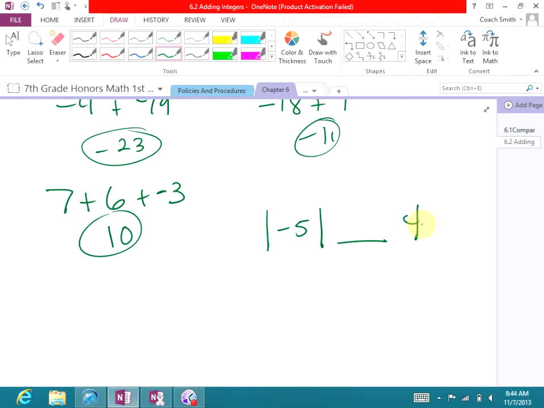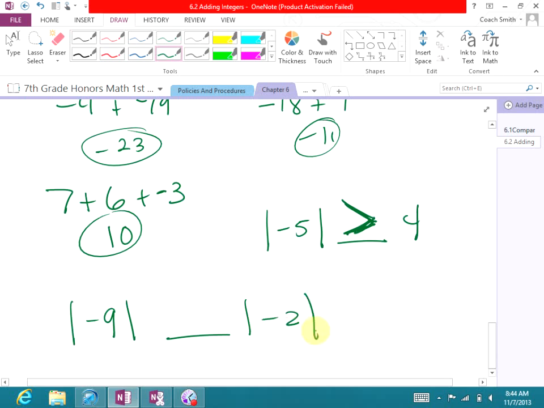What's your answer, Nicole? It is. Because the absolute value is never negative, it's positive, so the absolute value of negative 5 is 5. So 5 would be greater than 4. Okay? Now, the absolute value of negative 9 and the absolute value of negative 2, and we need to know which one is greater.